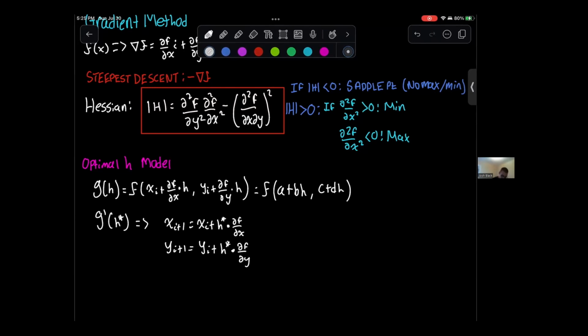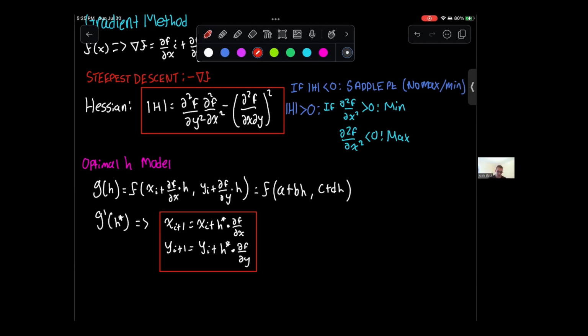Now remember, your xi plus 1 and your yi plus 1 is equal to the current x or y plus the step size times the partial derivative, or times its gradients, right? Because we're walking in that certain gradient direction for h steps.